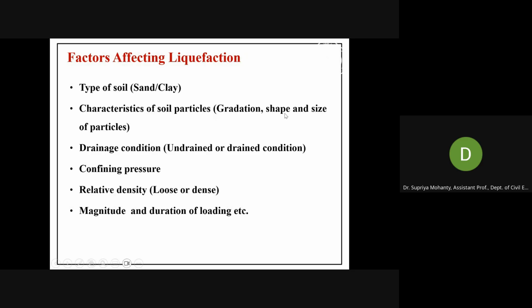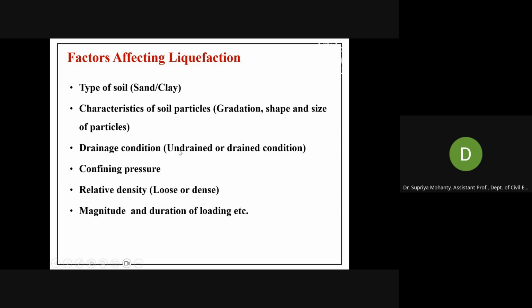When it comes to shape, rounded shapes are more prone to liquefaction as compared to angular, because with angular or irregular shapes you will have more particle to particle contact, whereas rounded shapes have less. Next is your drainage condition. Only under undrained condition is there a chance of pore water pressure building up. If you have a drain boundary, then under dynamic load or shaking there will be dissipation of pore pressure, not build up. So this condition is also important.